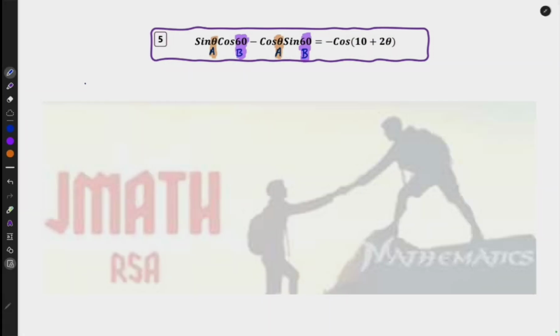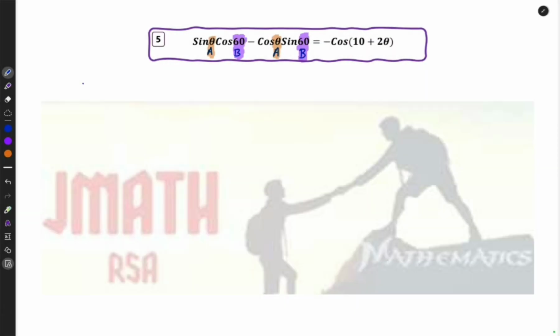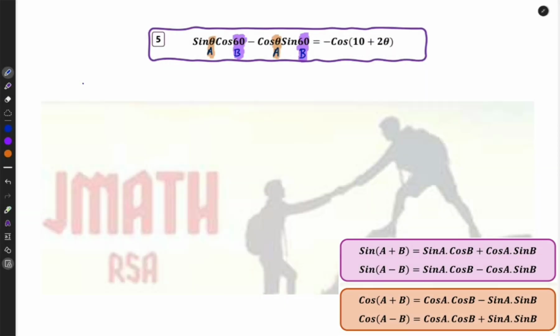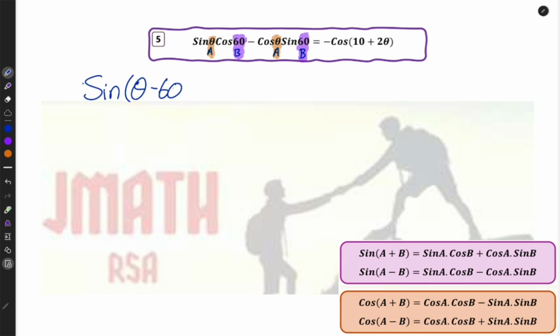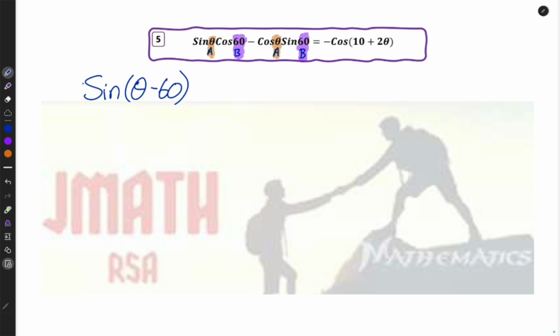So for question 5, I can immediately spot there's 2 thetas and there's 2 60s in this. So that tells me it's compound angles. And if I look at the format and look at my identities, I can spot it's sine, cos, sine. That tells me it's a sine compound angle. And with sine, it always stays the same. So this would be sine of theta minus 60. Okay, so I don't need to write anything else. The first mark for this question would be for that step.